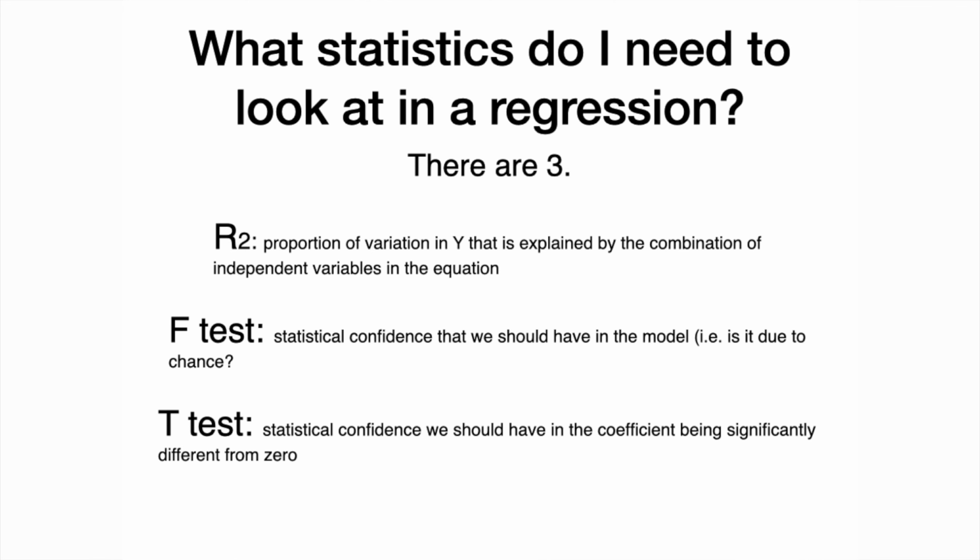Things that we look at in a regression: we usually look at 3 different statistics. The first is that R squared. So in a multivariate regression, you still get an R squared. And in this context, it's the proportion of the variation in your dependent variable, that proportion of variation in y, that's explained by the whole combination of independent variables in your equation.